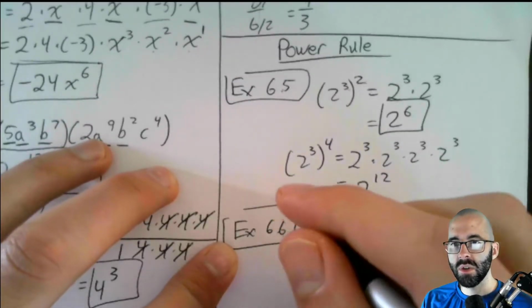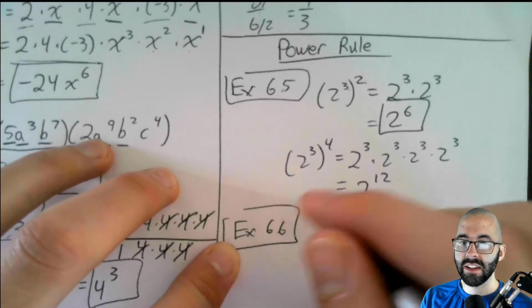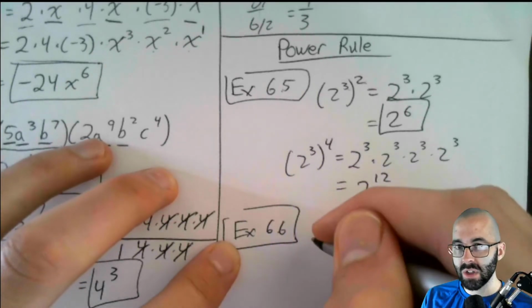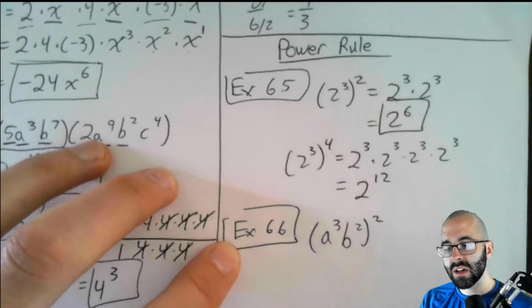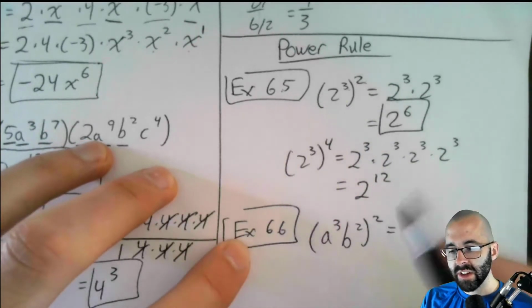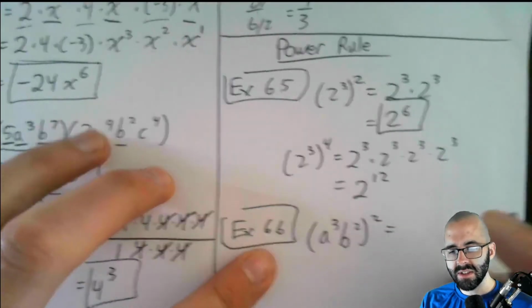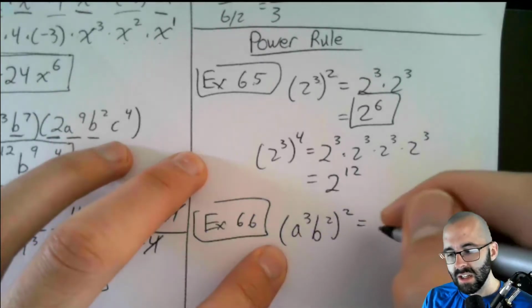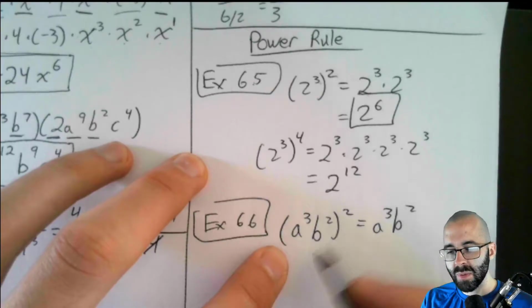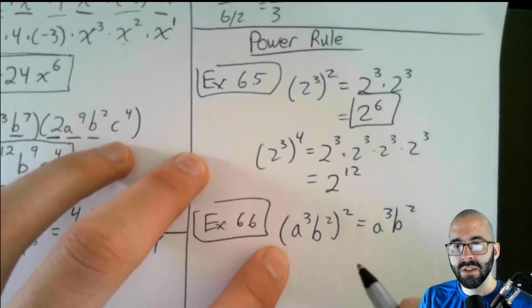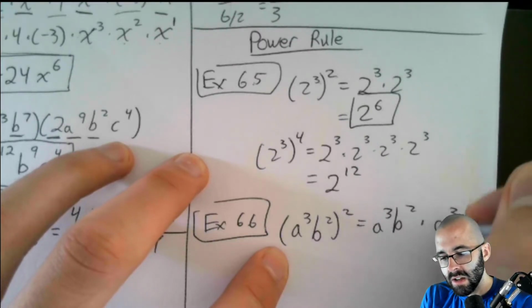That wants us to expand first and then use this next power rule that we haven't technically introduced yet. So a cubed times b squared, squared. Eventually I'll say we can just square both of these. But let's show why it works first. So this is a cubed b squared. And this thing is getting squared, which means it's multiplied by itself. That's what squaring something means, multiplying it by itself.